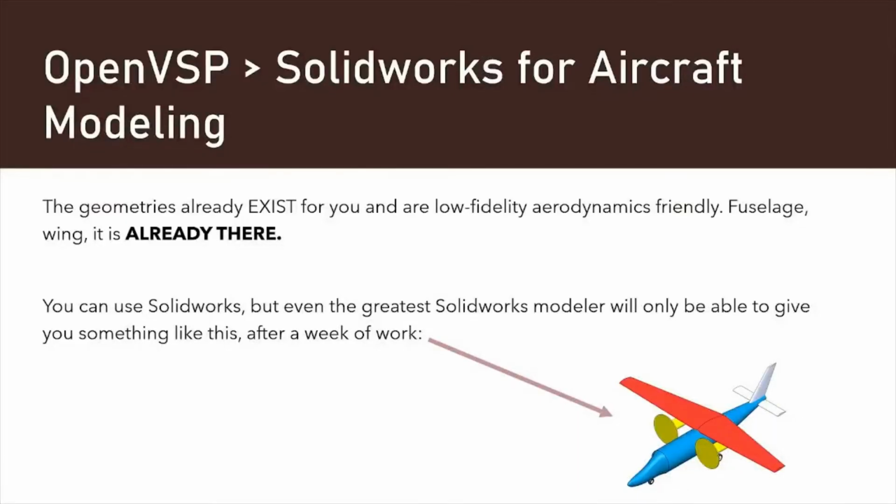So, another reason I'm going to campaign for OpenVSP is that these geometries for aircraft already exist for you and are low fidelity aerodynamics friendly. So the fuselage, the wing, it's already there. So you can use SolidWorks. Like, here, even the greatest SolidWorks modeler will be struggling when you try to model some of these curved surfaces in SolidWorks. After a week of work, this is what one of my friends produced, and it looks a bit, yeah. So you will definitely want to use this software instead of SolidWorks.